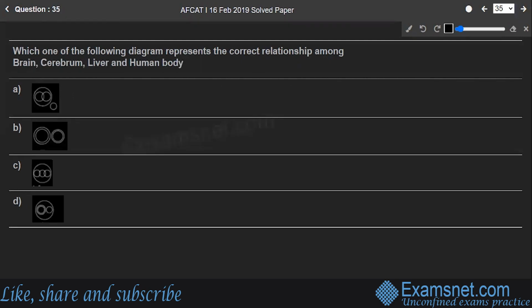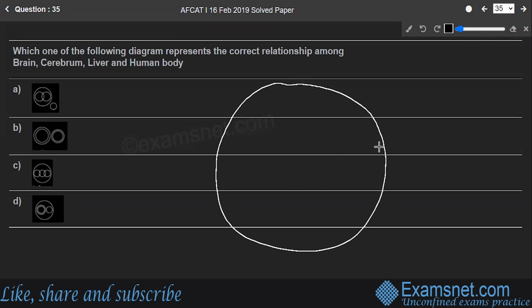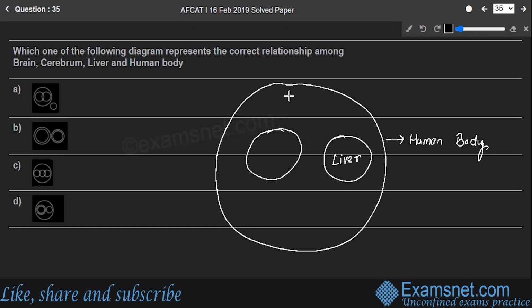Let's move to the next question, number 35. Which one of the following diagrams represents a correct relationship among brain, cerebrum, liver, and human body? If you look at this, this is the human body. Let's make it a bigger one. This represents human body. And you know liver is a part of human body. Then I have brain. Brain is another organ of human body. And cerebrum is a part of the brain.